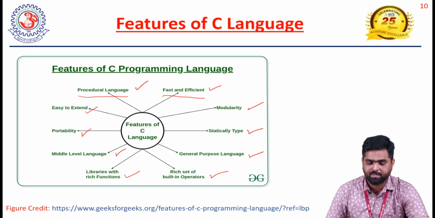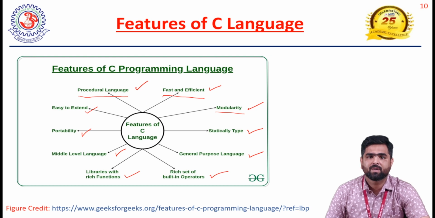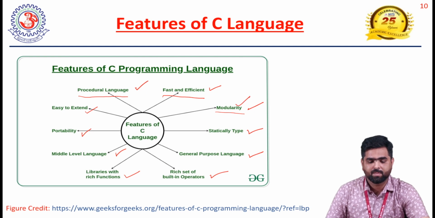And the next one is modularity. Here in the C language, all the features have been divided into libraries, which are available to the programmer while programming for future purposes. That's why the C language is called a modular programming language. And the next one is statically typed programming. In the C language, the type of a variable or value is checked at compile time itself.